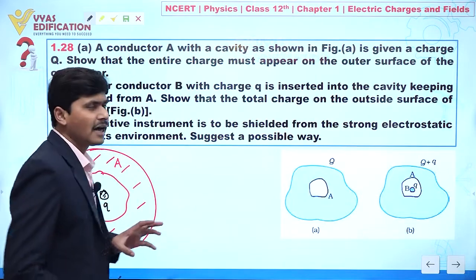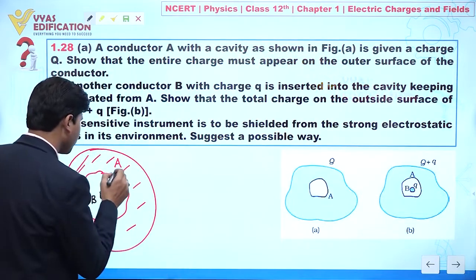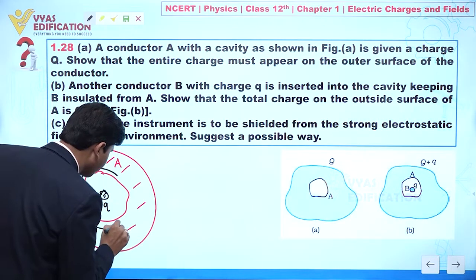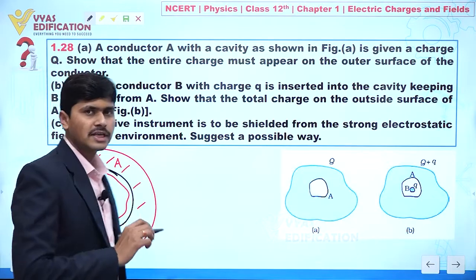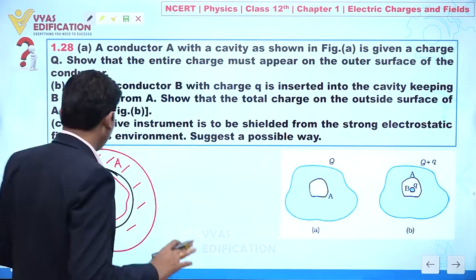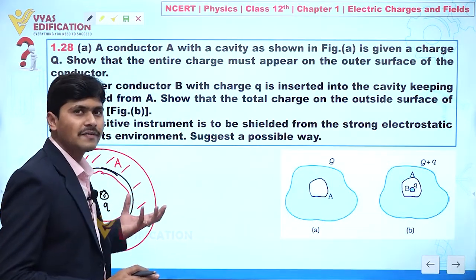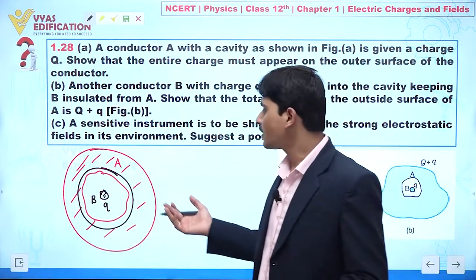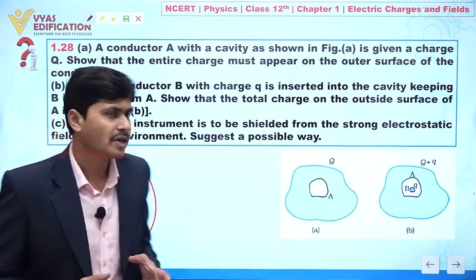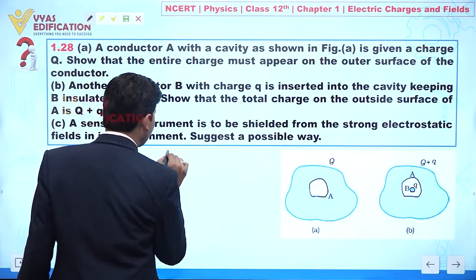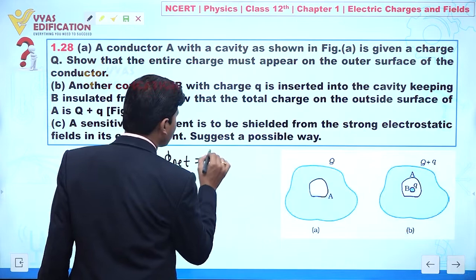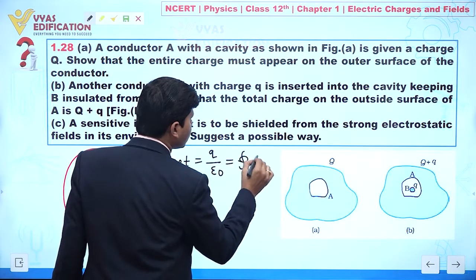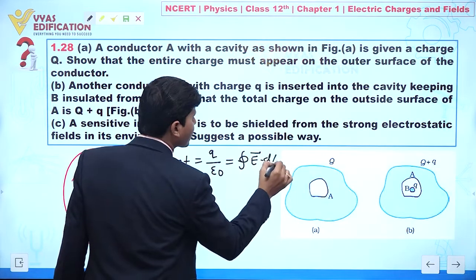Now I am drawing here a Gaussian surface. This is very near to this cavity. Clear? Let's suppose this is the Gaussian surface. Now, because inside this Gaussian surface we have a charge, we will definitely find a net electric flux. So we can write phi net equal to q by epsilon naught, which is equal to the integral of E dot dA.